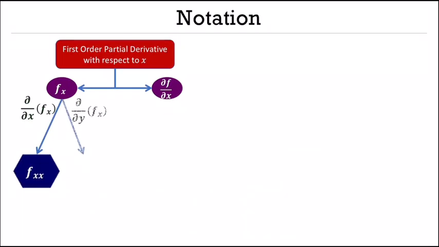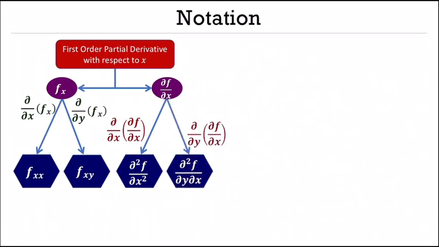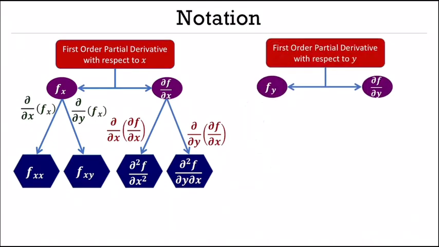whereas the partial derivative of f sub x with respect to y is written as f sub xy. For notation using del, the partial derivative twice with respect to x is del squared f del x squared. And the partial derivative of del f del x with respect to y is written as del squared f del y del x.